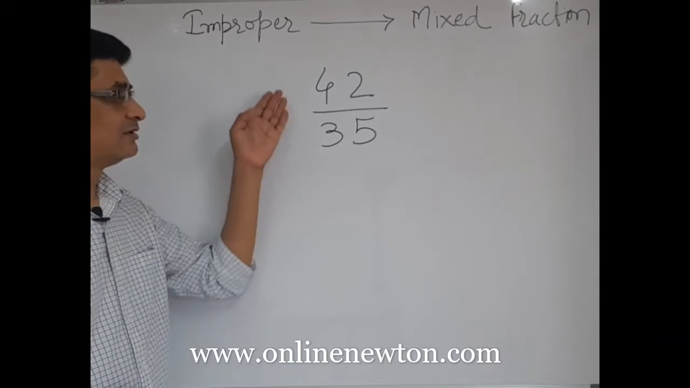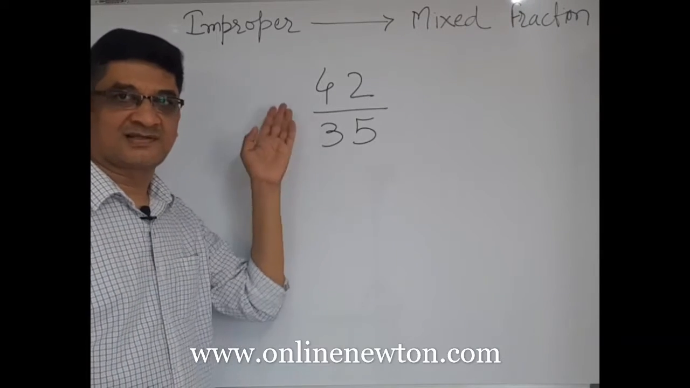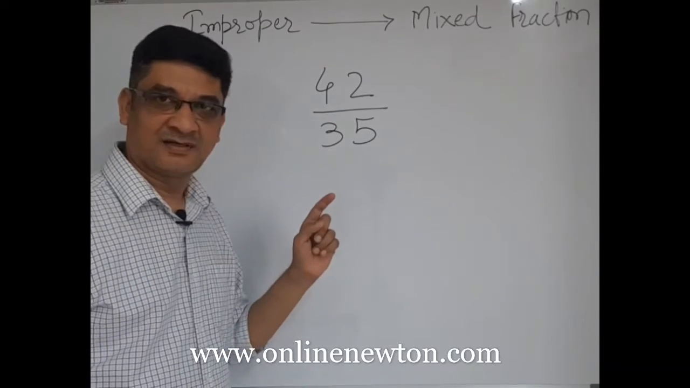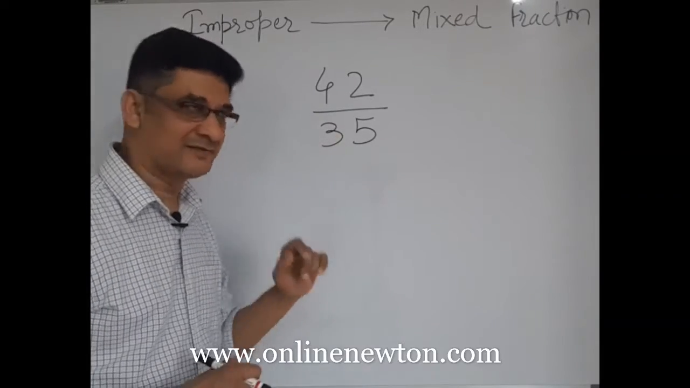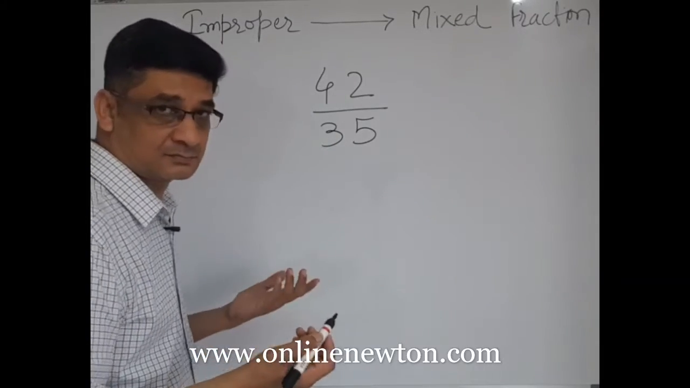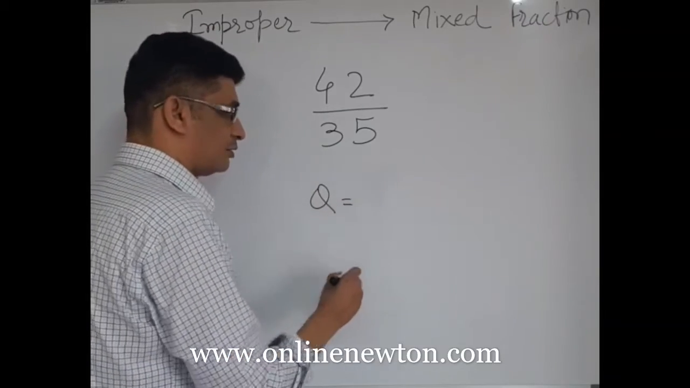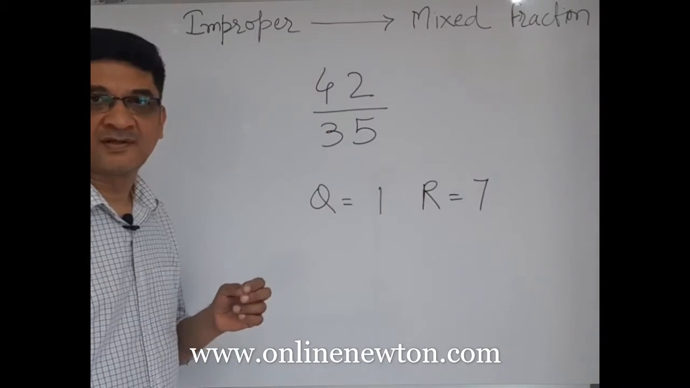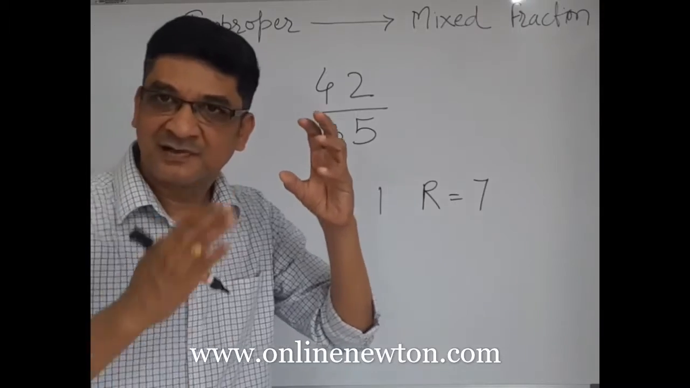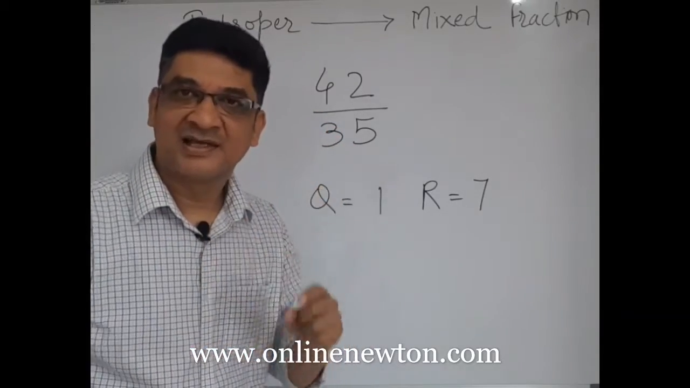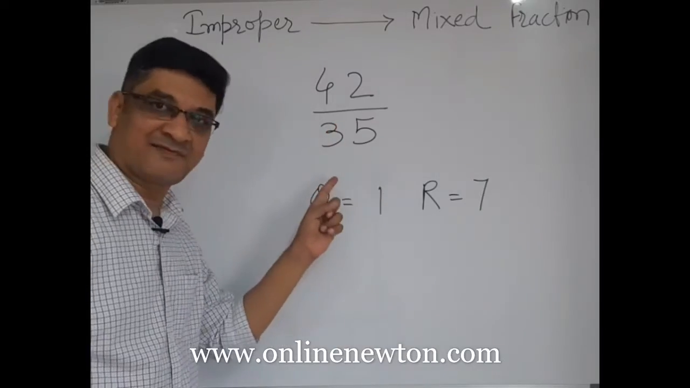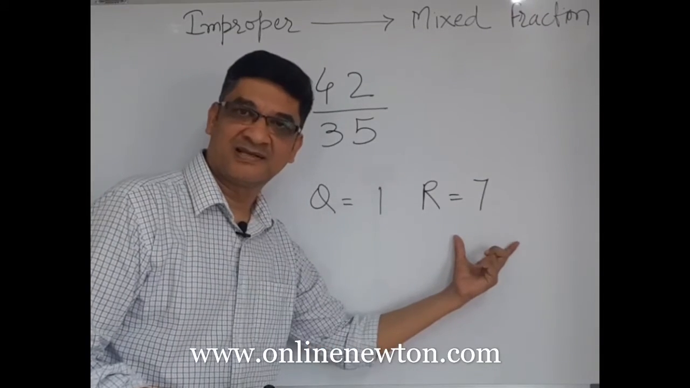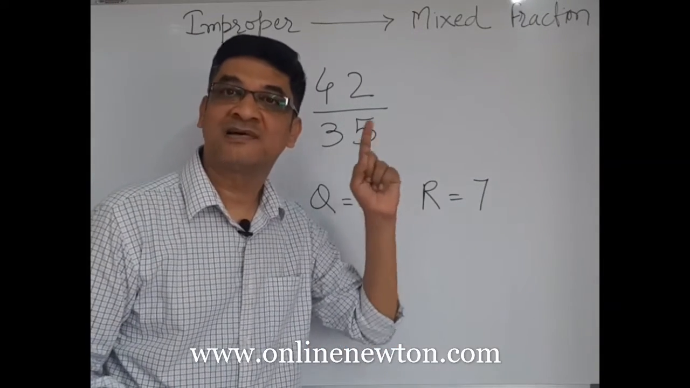Let's take up an example: 42 by 35. This is an improper fraction because 42 is greater than 35. Straight away we divide 42 by 35. So when we divide, we get a quotient of 1 and a remainder of 7. So there will be one full apple which will be divided into 35 equal parts, and the size of each part will be 1 by 35, and we will have 35 such parts plus 7 parts remaining of size 1 by 35 each.